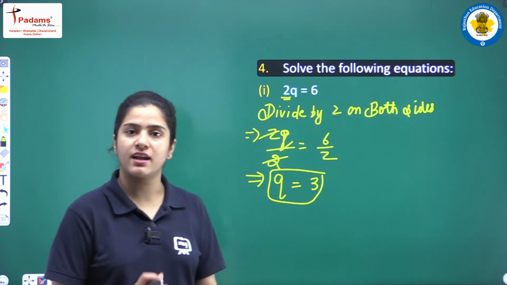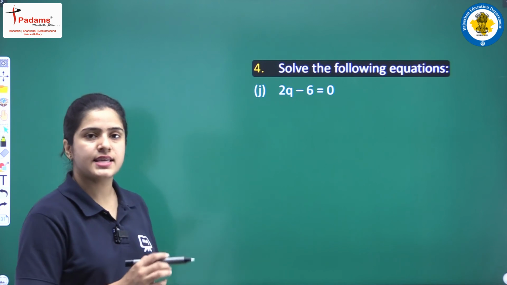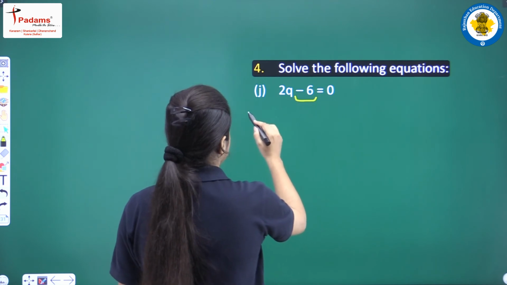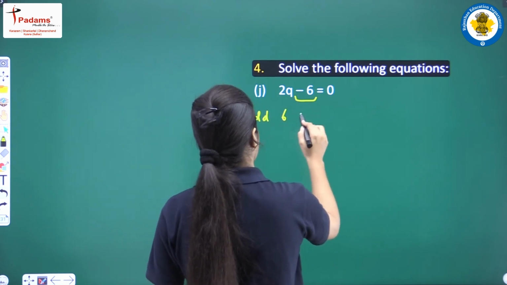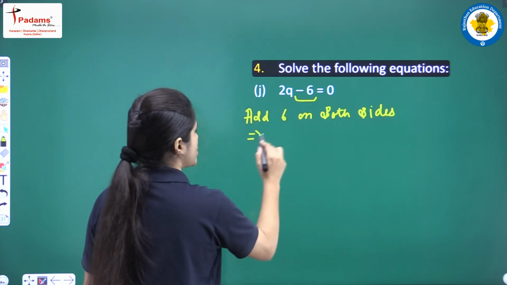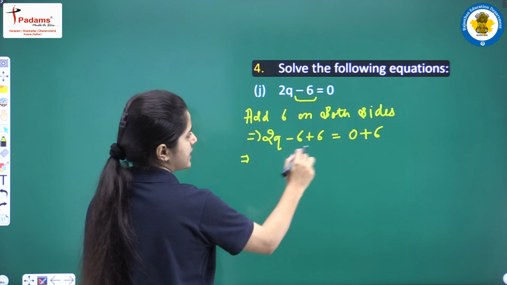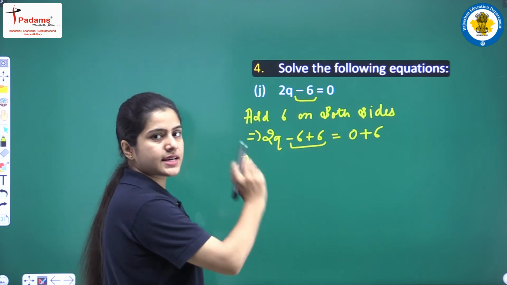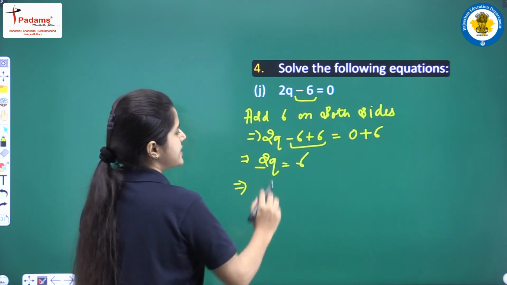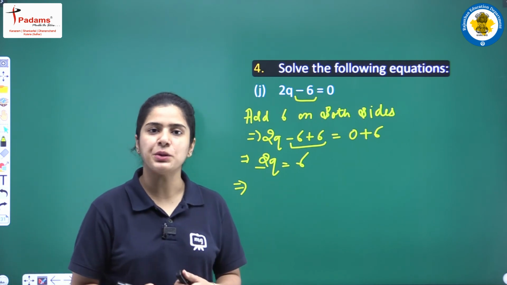Now students, looking at another question. Part J. 2q - 6 = 0. Now students, we will eliminate this 6 by adding 6 on both sides. So 2q - 6 + 6 = 0 + 6, right students? This 6 and 6 will be cancelled out as this is plus 6 and minus 6. So 2q = 0 + 6 is 6. This is in multiplication with the variable, so to eliminate this 2 we have to divide by 2 on both the sides.